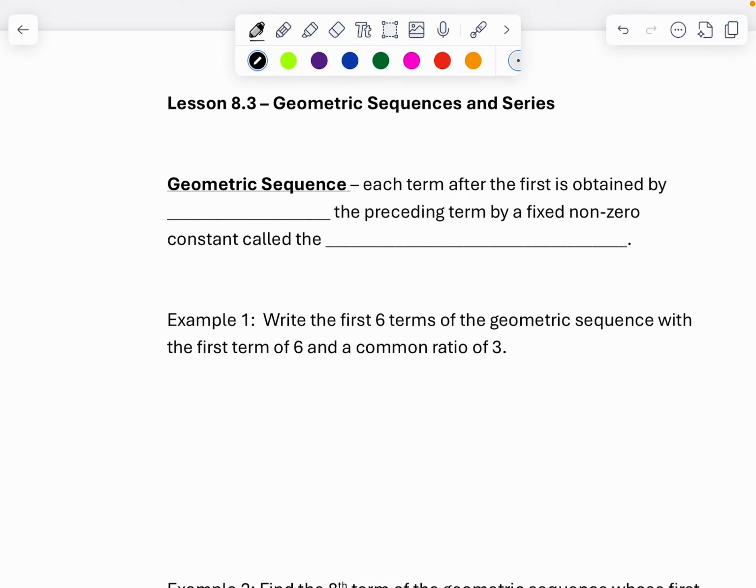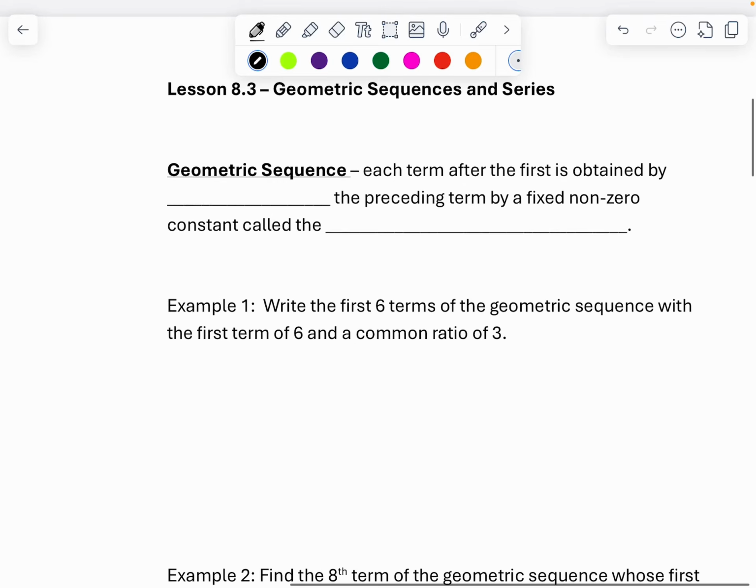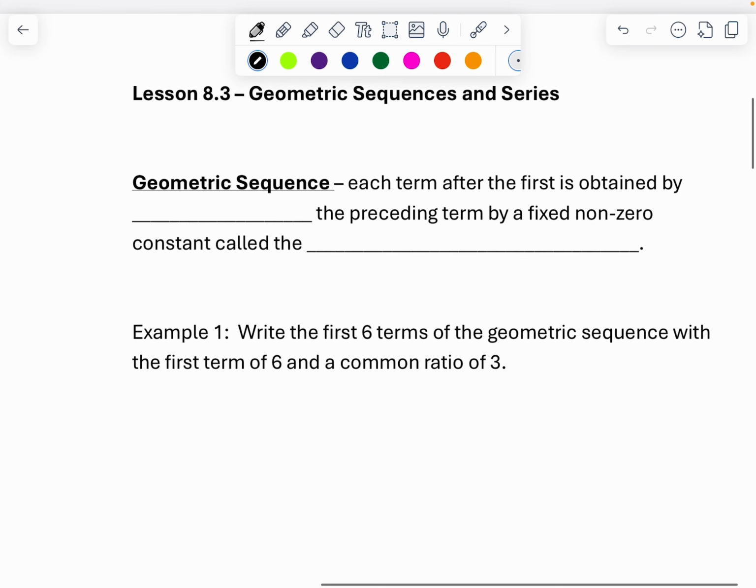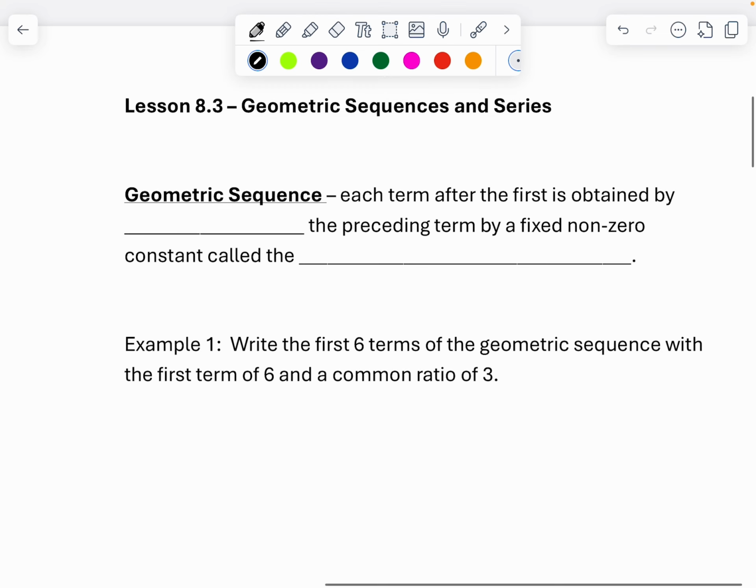Since today is Pirate Give Day and more than half of you are out, I'm going ahead and doing a video lesson for 8.3 also, which is kind of the sister lesson to the lesson from Wednesday. Today we are going to talk about geometric sequences and series, which are a little bit different from arithmetic.